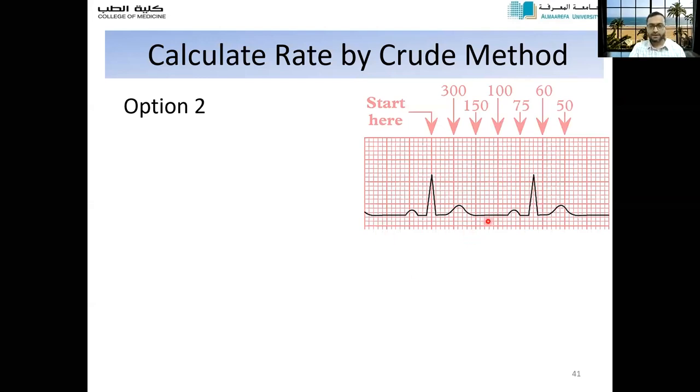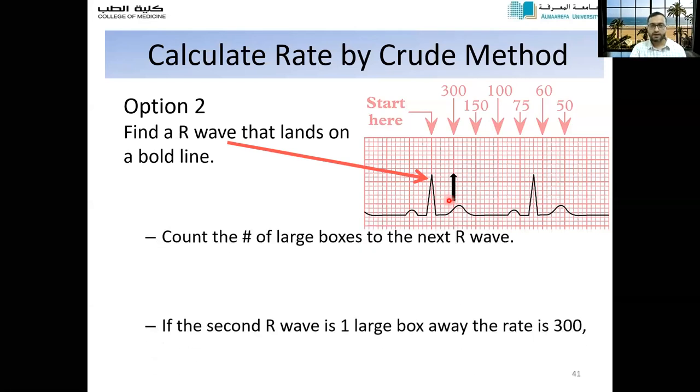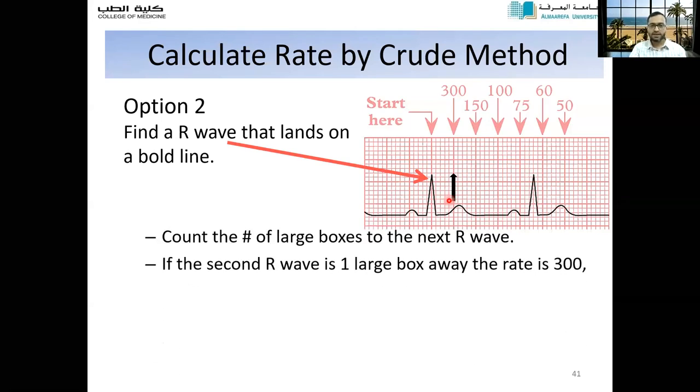When you're practicing at the bedside, it takes too much time for calculation. So one crude method I'll show you. Pick one R wave which falls on the darker line and check the distance to the next R wave. If the next R wave is after one big square, then using the big square formula, the heart rate is 300 divided by 1, that is 300. If the second R wave is after two big squares, then the heart rate is 150 beats per minute.